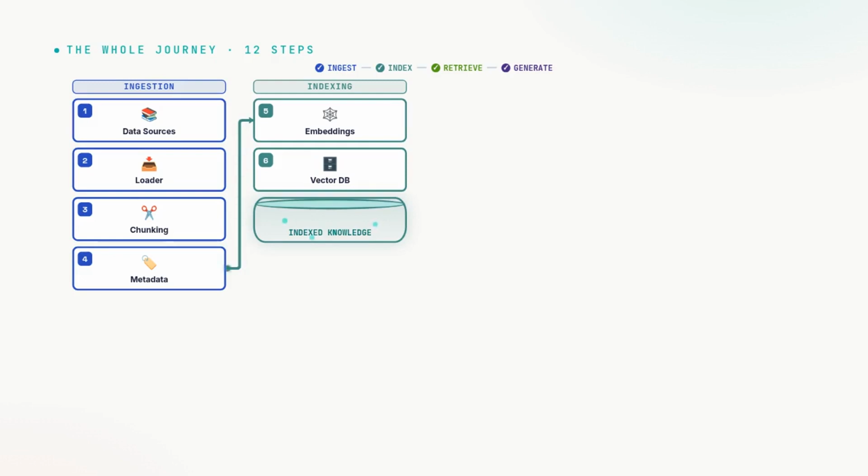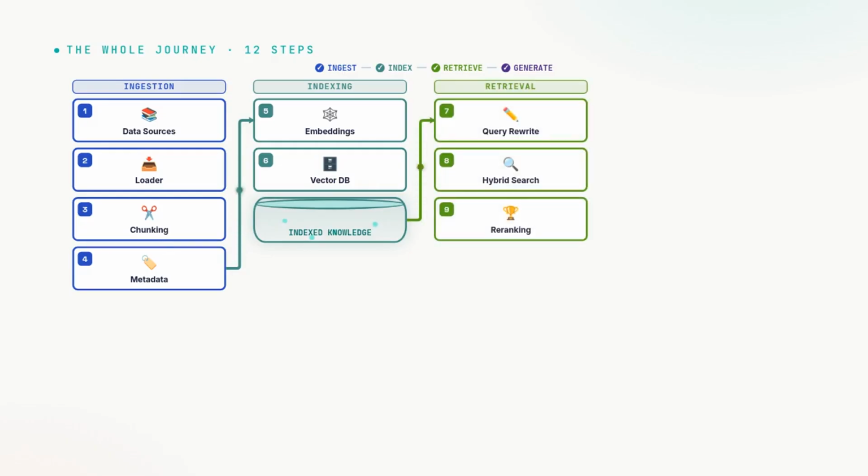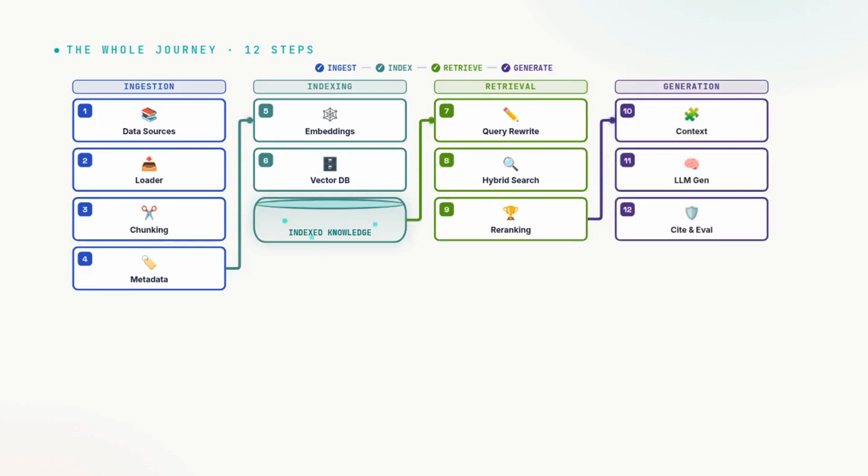Third column, retrieval. Rewrite the query, search hybrid, then re-rank. The thick line runs from indexing's cylinder up into retrieval's first step, the vectors handing off. Last column, generation. Assemble the context, generate, then cite and evaluate. The thick line runs from retrieval's last step up into generation, the top K chunks handing off. And there's the whole journey, 4 columns chained by 3 thick handoffs, each running from the bottom of one phase up into the top of the next. One query's full trip, from raw data to a cited answer.